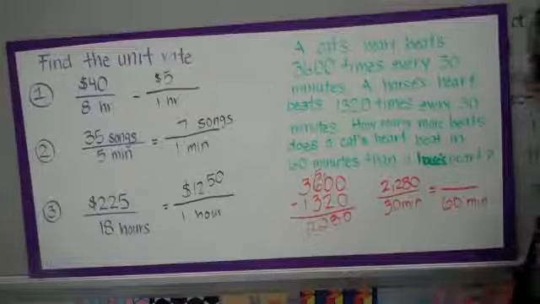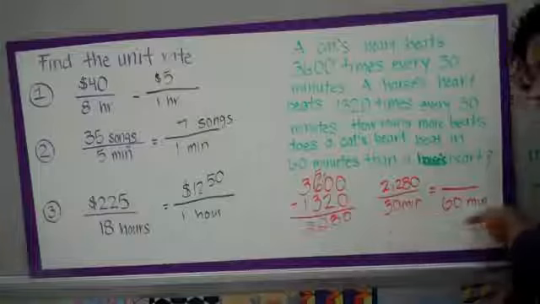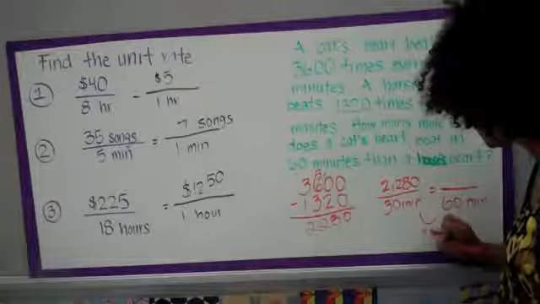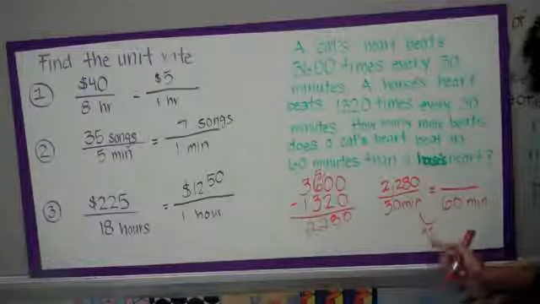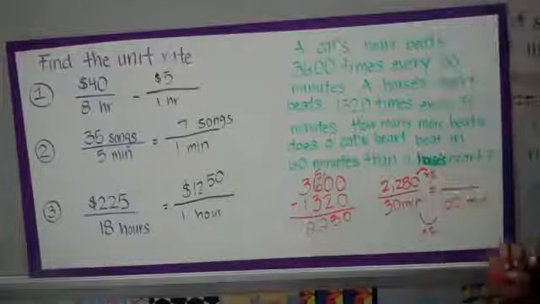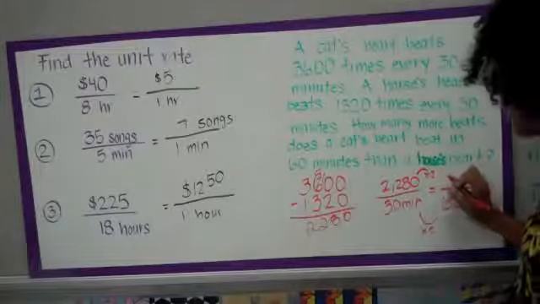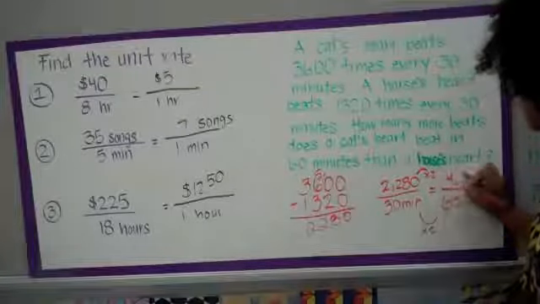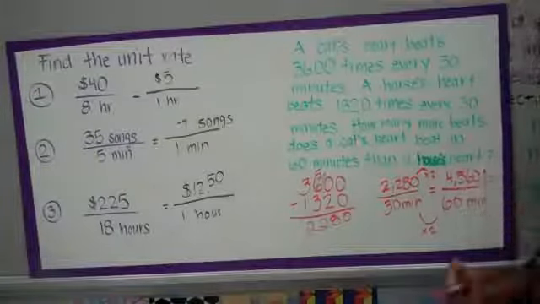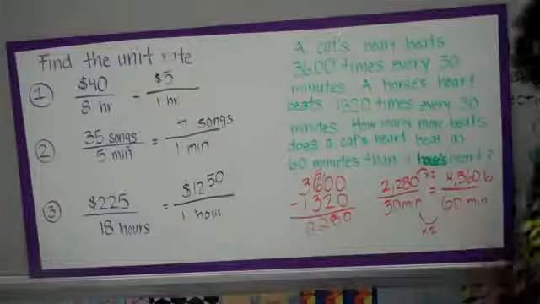So let me think. To get from 30 minutes to 60 minutes, I just double it. Multiply by 2. So if I multiply the bottom by 2, I'm going to multiply the top by 2, which would give me 4,560 beats more in 60 minutes.